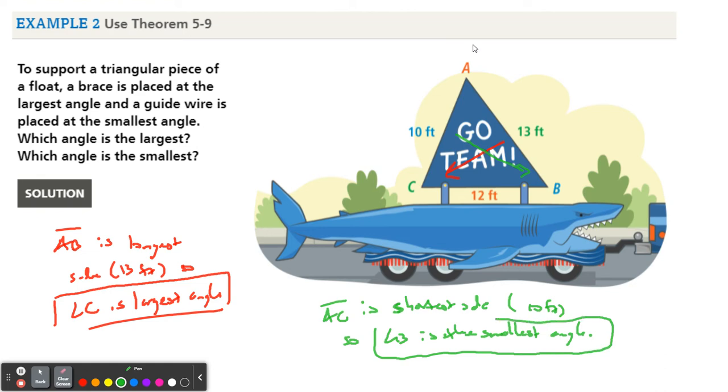And the powerful thing about this is that we have no idea what those angle measures are, but we do know how they compare to each other, right? So that means the brace must be placed here. So the brace is going to go at C. And that means that the guy wire, green, the guy wire gets placed at B. Cool. Alrighty then.